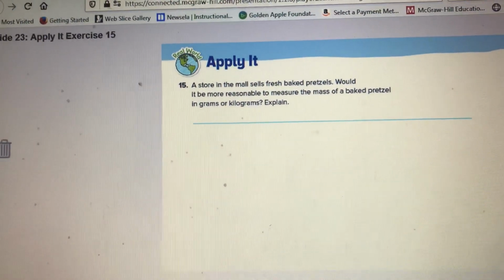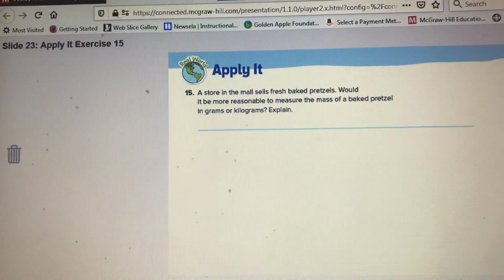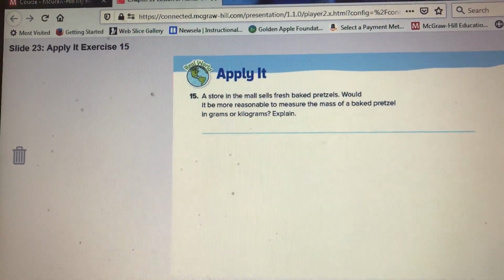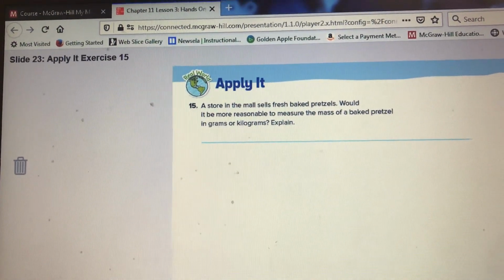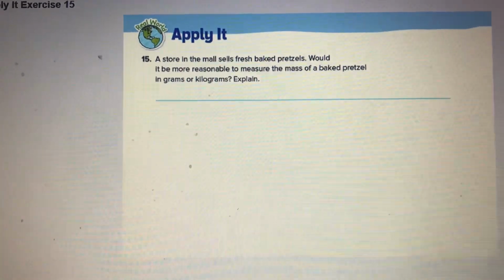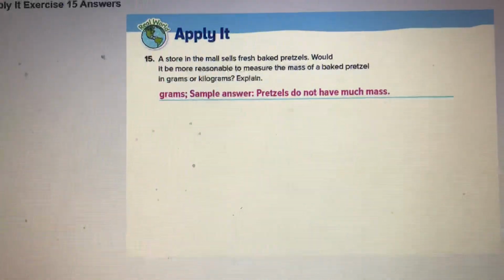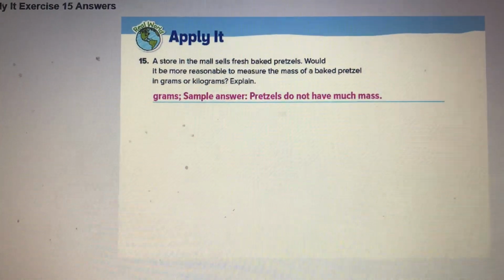Number 15, a store in the mall sells fresh baked pretzels. Would it be more reasonable to measure the mass of a baked pretzel in grams or kilograms? Okay, the pretzels at the mall are pretty light, so I'm thinking you're going to measure that one in grams, right?